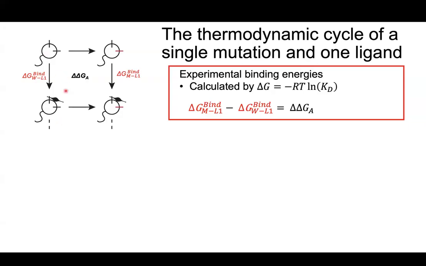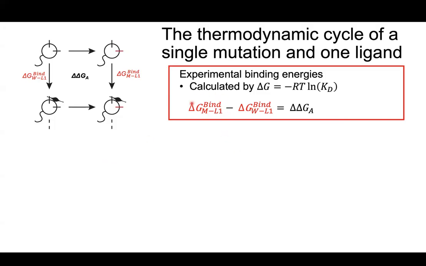So we have two experimental energies, and those are the ones. This is the wild type ligand binding here. This is the mutant ligand binding here. When we subtract this one and this one, we calculate the double delta G. What does it tell us? Double delta G tells us whether the mutation or the wild type binds to this ligand more favorably or not.